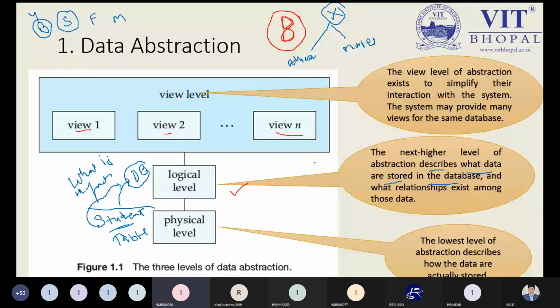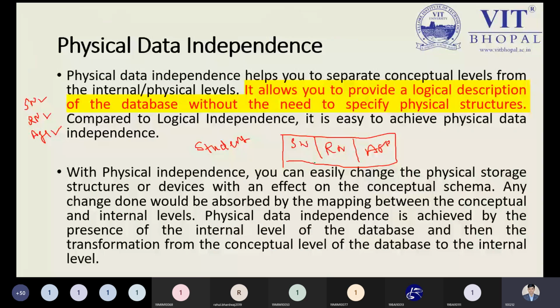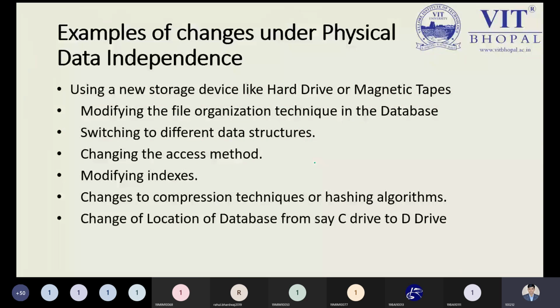Okay, sir. Okay, so let me explain this part. See, I have a few examples over here. Now, examples of changes where the physical data is independent. So you can read them out over here. I've put all the concepts in a simple way.